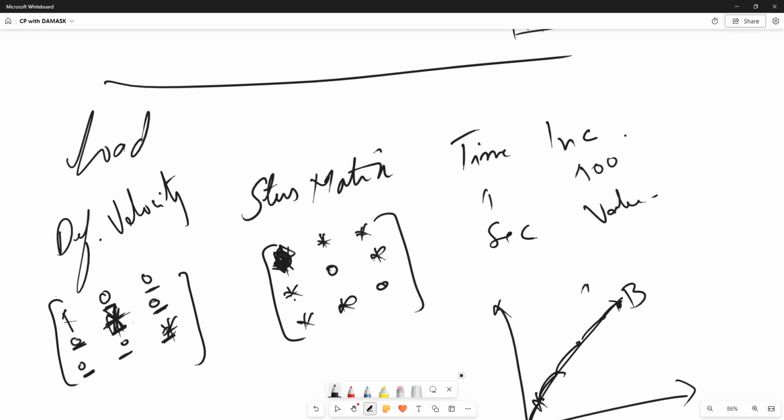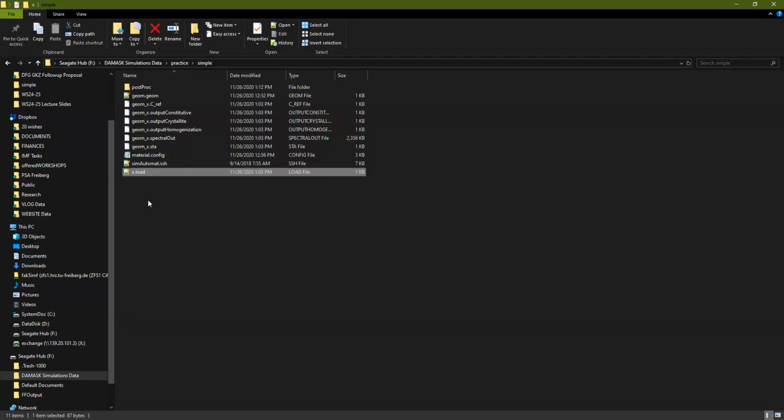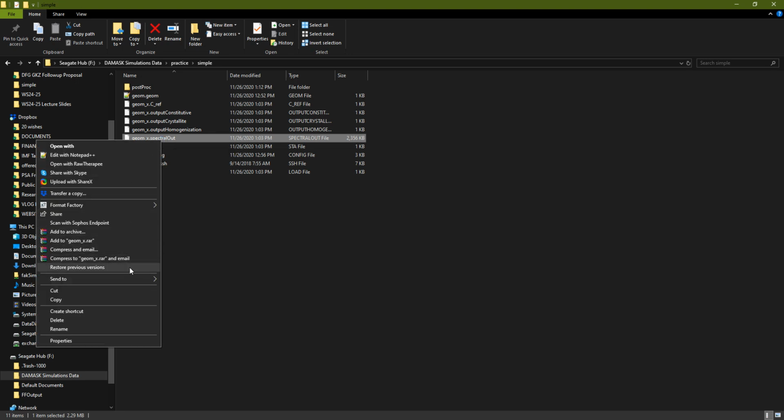Okay? So this is basically the configuration of all these three files. If you can construct these three files for any material, if you have these in your system, you can just run a basic DAMASK simulation and you will get some results. So what you will get is a binary file like this, like a spectral out file, but you will not be able to open this file.